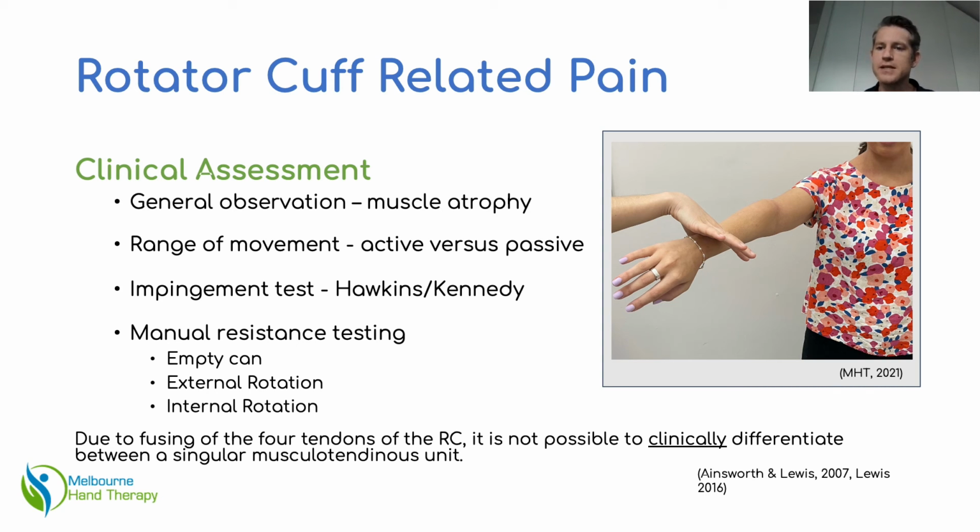Famous impingement tests such as Hawkins-Kennedy or manual resistance testing, although very sensitive for rotator cuff related pain generally, cannot isolate individual muscles as all of the rotator cuff fires together and insertion of the tendons is very interconnected. These tests cannot be used to accurately diagnose a specific tendon problem, but may be useful in diagnosing rotator cuff related pain more generally.